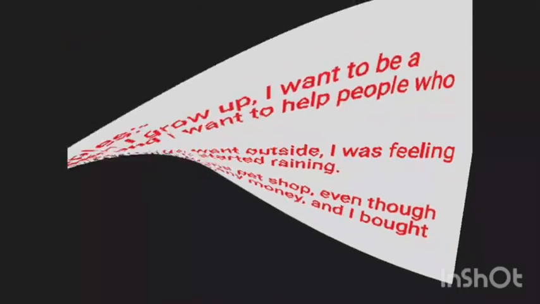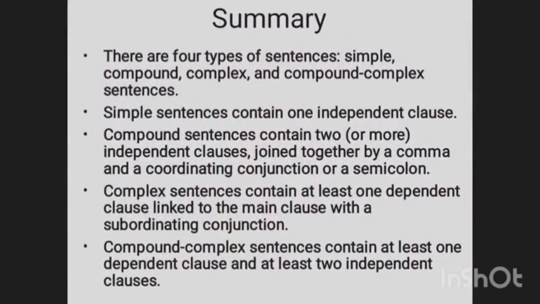All right. So we have come to the end of this class. The summary for this class is we talked about types of sentences based on their structure. We have the simple, compound, complex, and compound-complex sentences. We also said that simple sentences contain one independent clause, and compound sentences contain two or more independent clauses joined together by a comma and a coordinating conjunction or a semicolon.